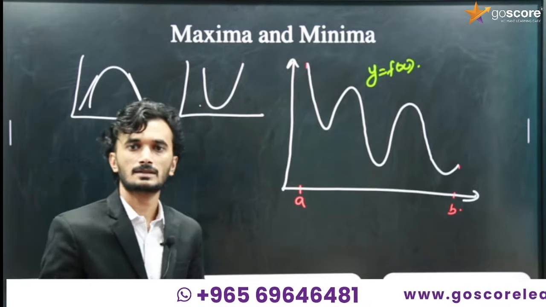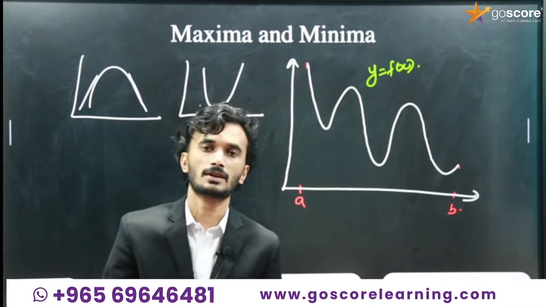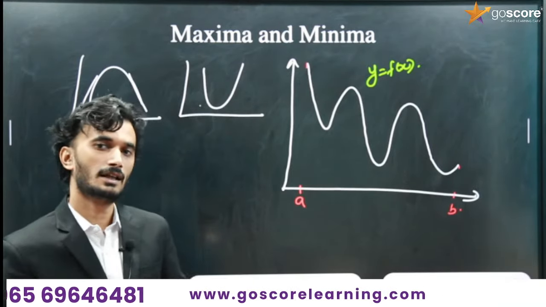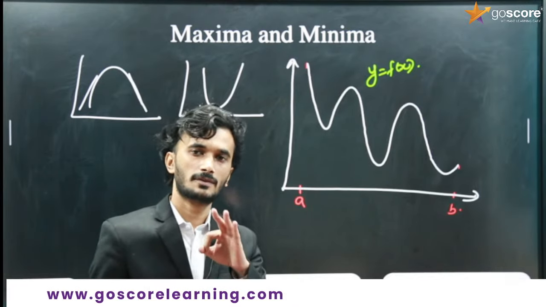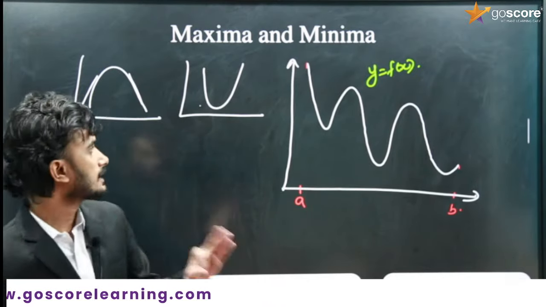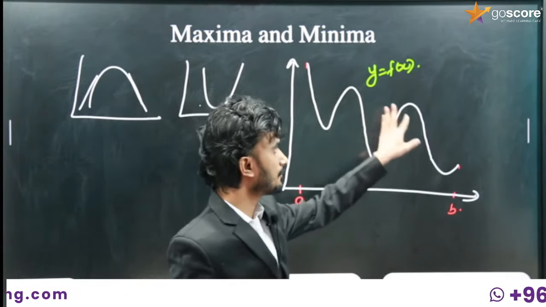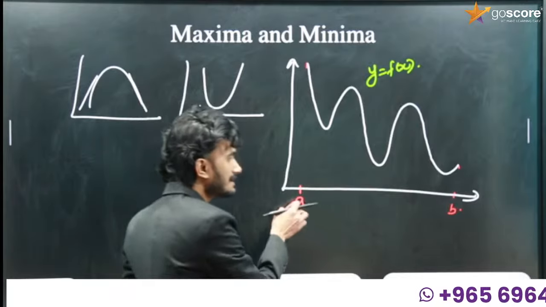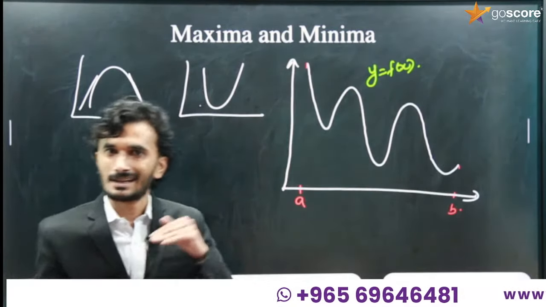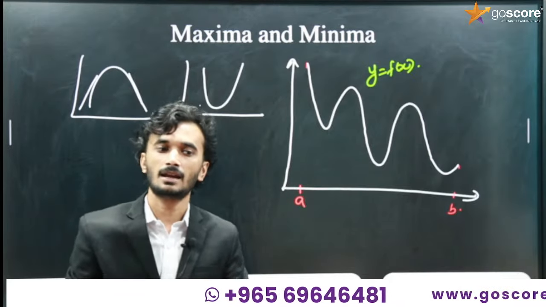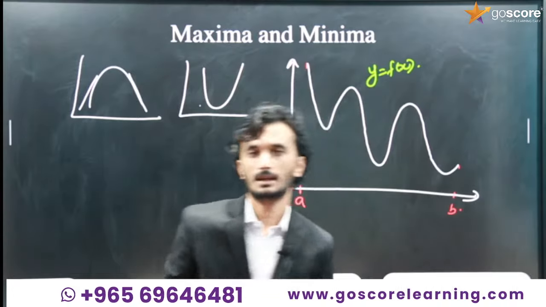In the maxima minima concept, we can use graphs, then the range of the function, and third, the derivative test. That means the first order derivative test, or sometimes we will use the second order derivative test. In this graph, you can see there is an interval. The interval starts from A and ends at B.